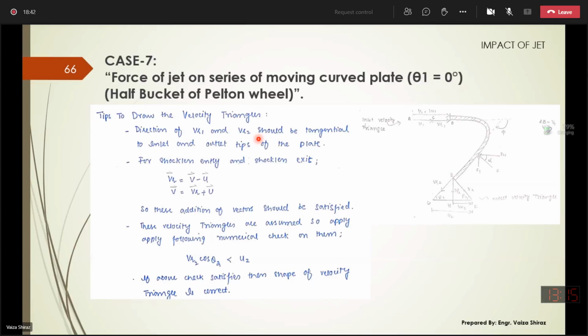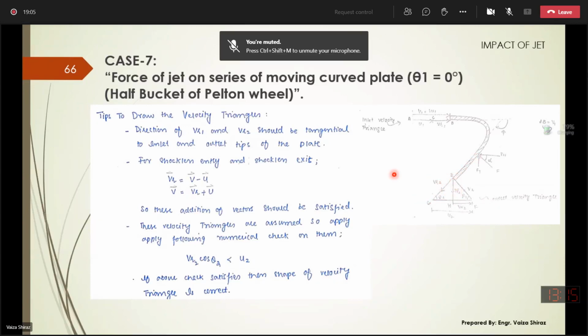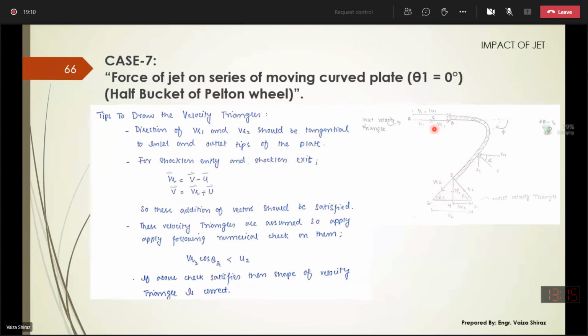point says? VR1 and VR2 will be tangent to the bucket. It means that if you see these figures, VR1 is tangent to this bucket point. It is entering in the direction of the bucket. And VR2, you see, this direction of the bucket, extend it further and then that will be your VR2. You must not draw it horizontally or at any other angle. Tangent to the tips means the tangent at this point, so it should be parallel in reverse.